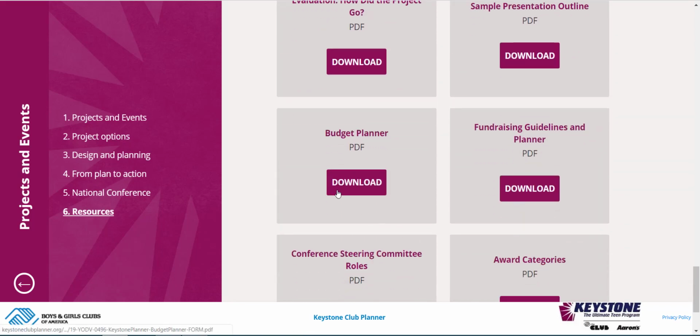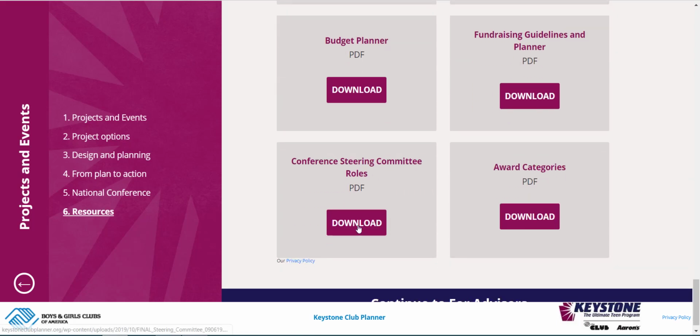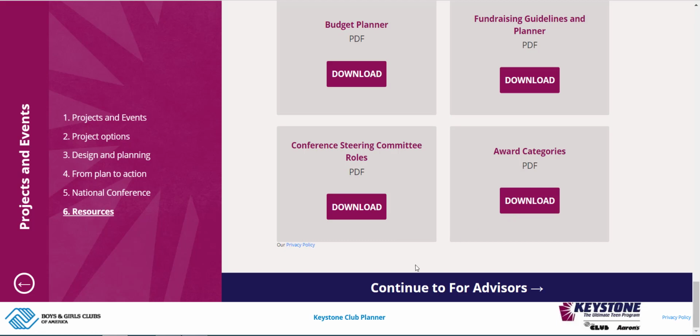The Keystone National Conference is the annual gathering of Keystoners from Boys and Girls Clubs across the country and youth centers around the world. Use the budget planner to budget and fundraising guidelines and planner to plan a fundraising campaign that will support your club's participation. The Keystone National Conference is planned by a steering committee made up of Keystoners from 5 BGCA regions. See the conference steering committee roles for details. You can submit your club's project for the National Keystone Project Award, which is given at the Keystone National Conference each year. Award categories offers details on awards.